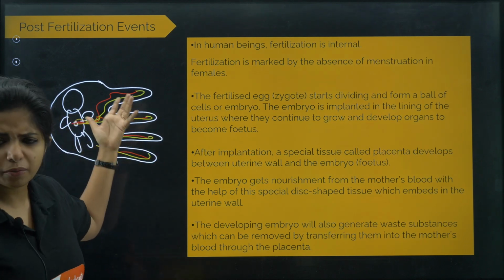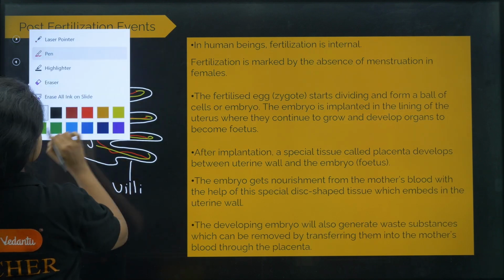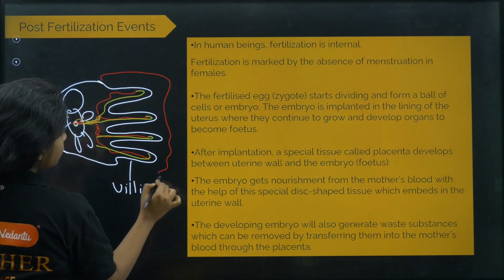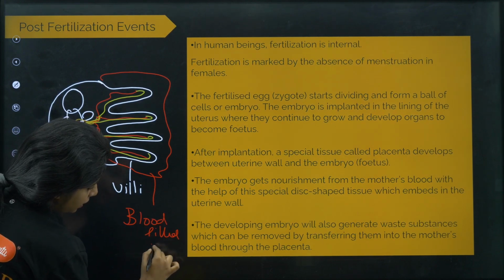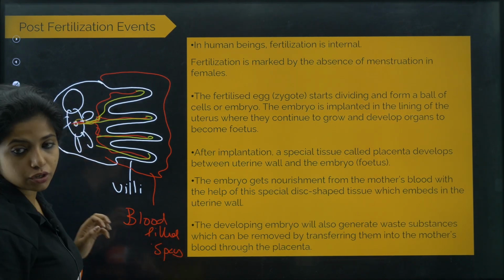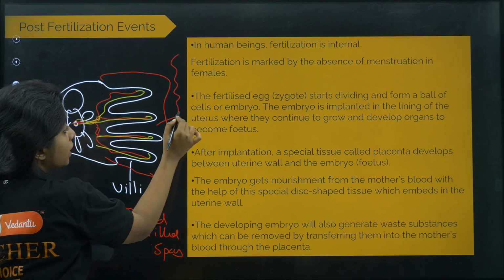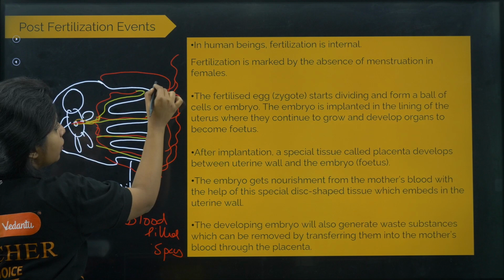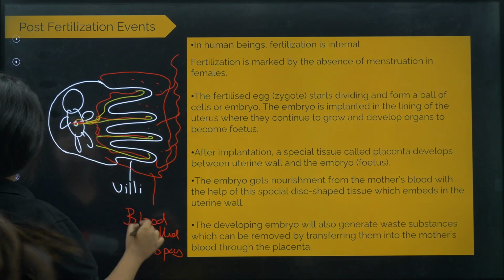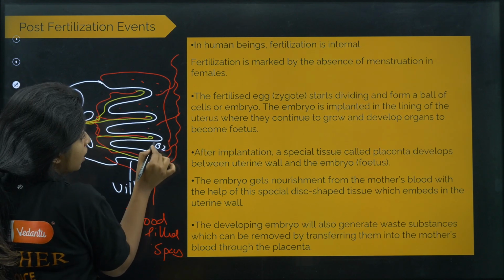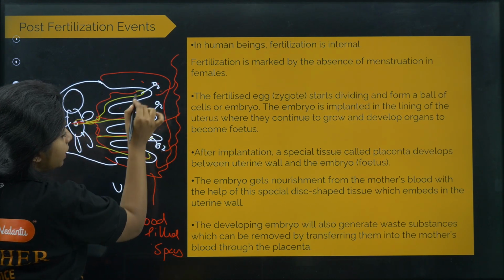Now, why are they going there, ma'am? What is this thing being formed? This thing being formed is known as villi, and the villi basically is covered by blood-filled spaces. Blood-filled spaces, my dear children. Who is going to fill the blood over here? From the mother's body, blood is going to enter over here. So if the mother's blood has too much oxygen, it will be going to the baby.